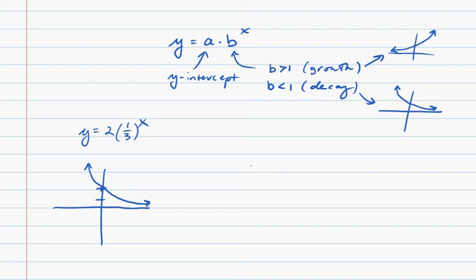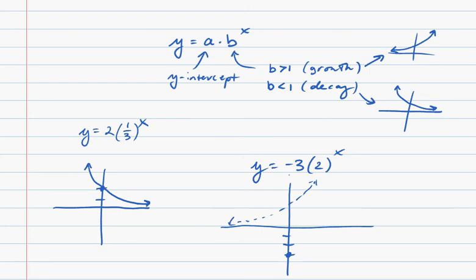And similarly, if I give you another example like this, negative 3, 2 to the x, I know the y-intercept will be down at negative 3. And also, it's a growth, so normally it would be going up like this, but it's been flipped over because the a was negative. So it will be going down like this. So that is how you get the general shape of an exponential function.